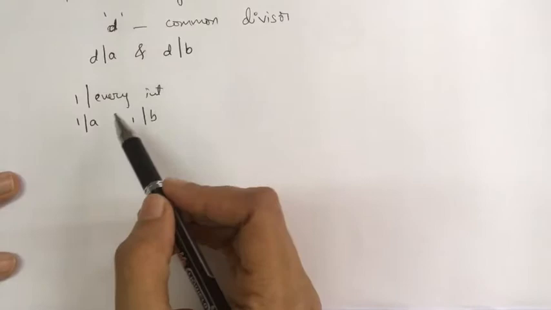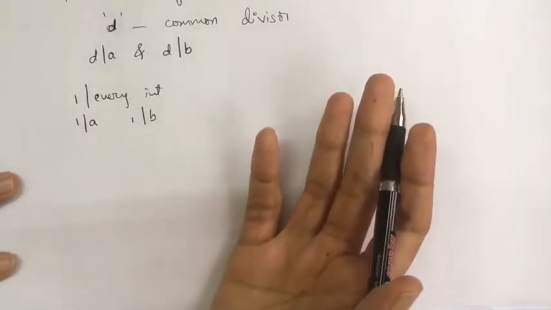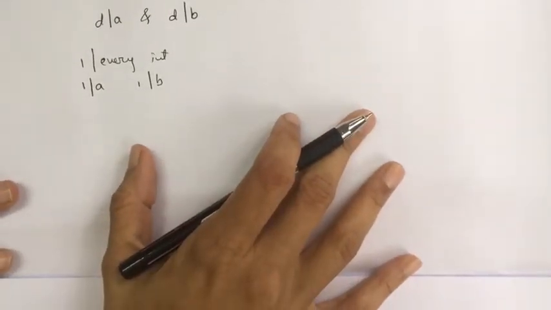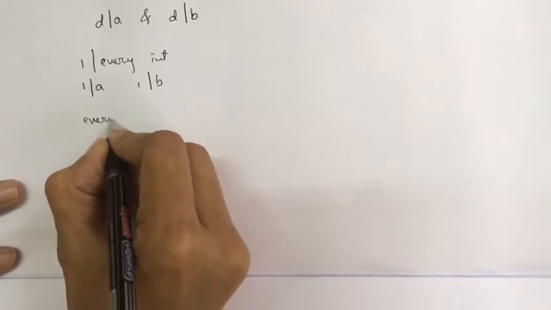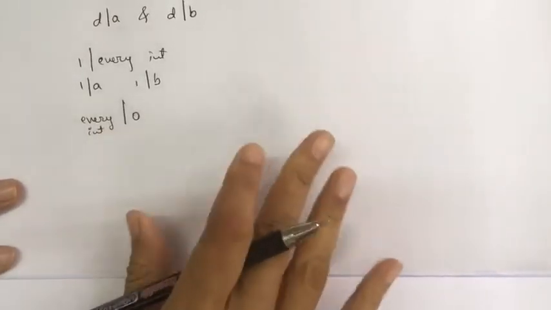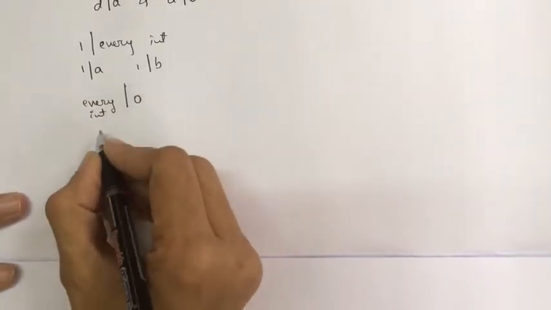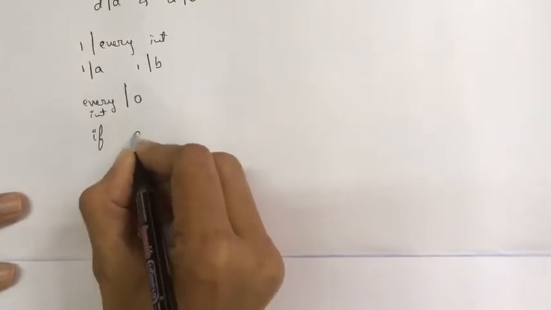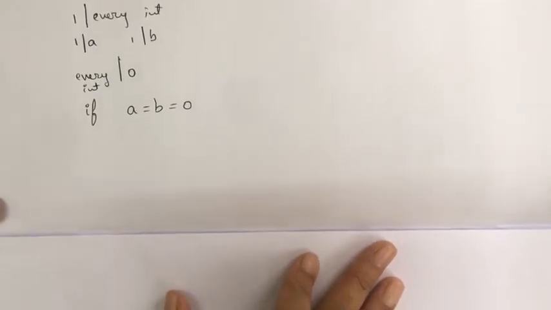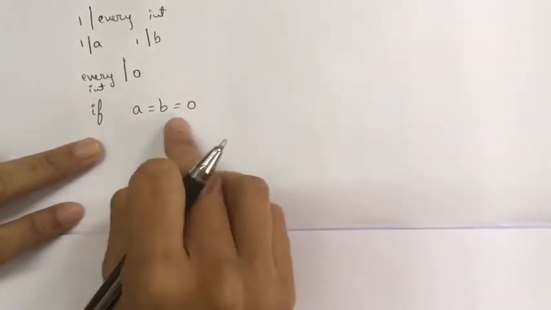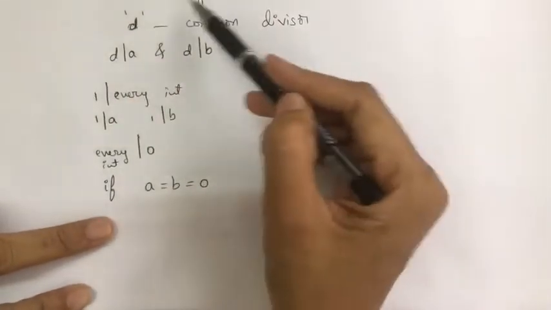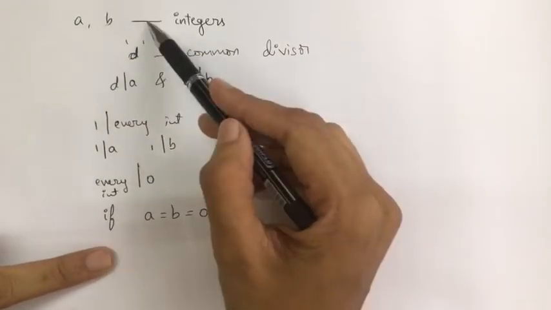But the thing is, suppose these two integers are equal to 0, then what happens? We know every integer divides 0. This we know, right? So I can say, suppose both A and B are equal to 0, then every integer is a common divisor of A and B. In this case, there is no condition for A and B. They can be any integer.